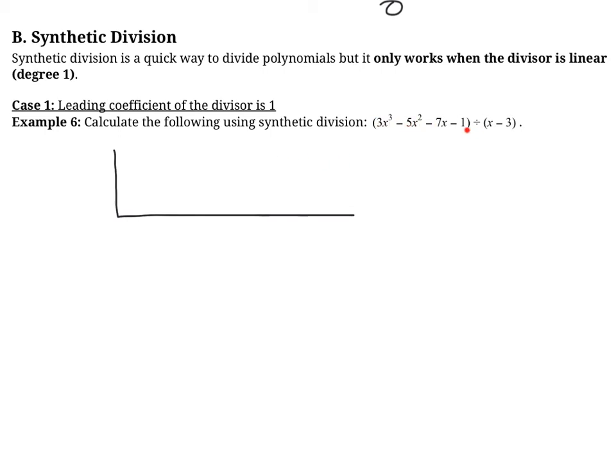If we're missing any terms, like the x squared term or the degree 0 term, then we've got to add in a coefficient of 0. But we're not, so we're going to add in the numbers 3, -5, -7, and -1. Okay, so second step. The number that we're going to write here is the 0 of our divisor, which means if I were to set this thing equal to 0, what would x be? And in this case, x would be 3. So that's the number that we're going to write out here.